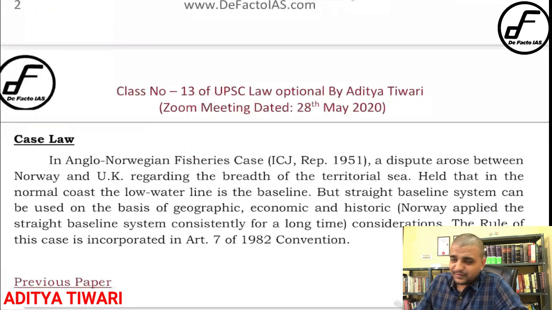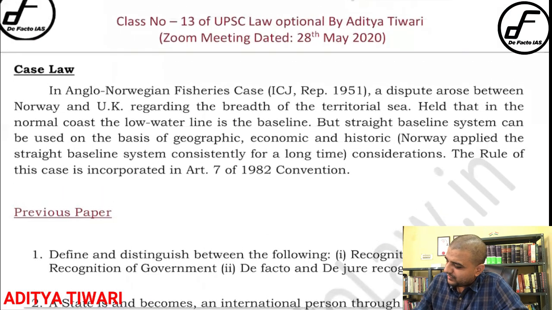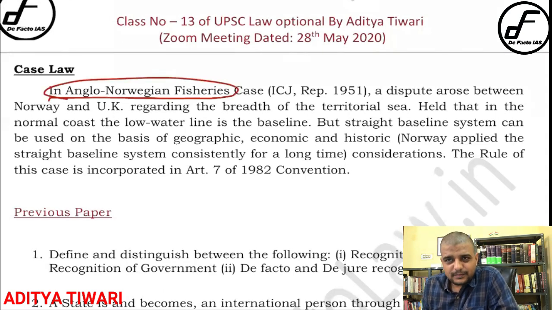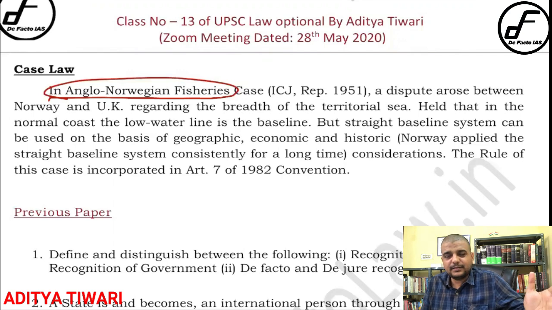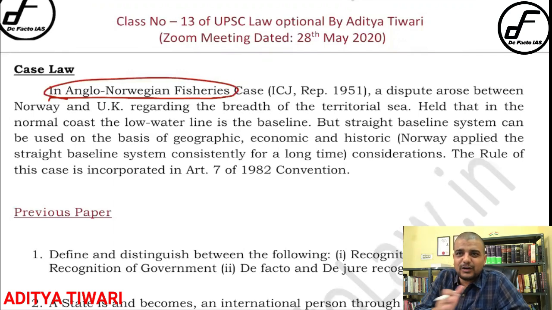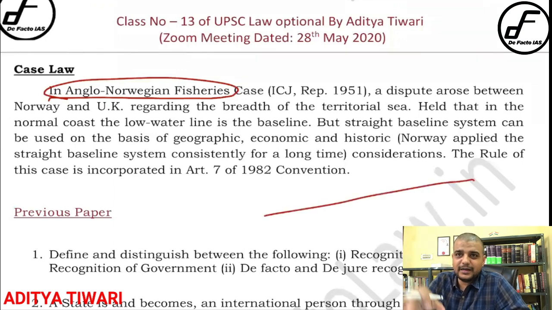Now, in one case that I have put up, the Anglo-Norwegian fisheries case, Norway and the UK are basically neighbors. You must have seen the boundary, right? Norway used to fish up to a particular length, and the UK did not allow Norway to fish to that length. Now the question arose: which formula shall be followed for determining this boundary of the continental shelf?